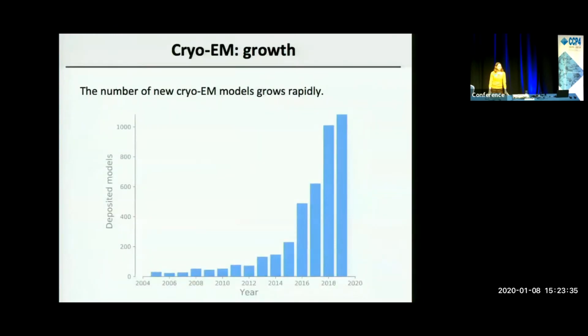It's also interesting to look at the growth. So here we have the number of cryo-EM models deposited per year, starting from 2005 and going to 2019. And in the first decade of the 2000s, we have less than 50 structures per year. And then from about 2014, we have a very large increase. And now we have more than 1,000 structures per year.